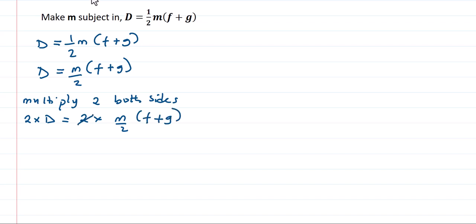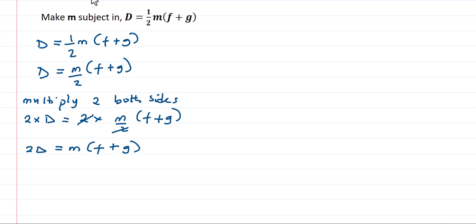The 2 here cancels out. Then we'll have 2d is equal to m brackets f plus g. Now, the idea here is that whatever you are doing, why we use the opposite is because we want to cancel out a variable or a number to make sure our interested variable, which is our main focus or our subject, can stand alone. At this very point, what can we do next?